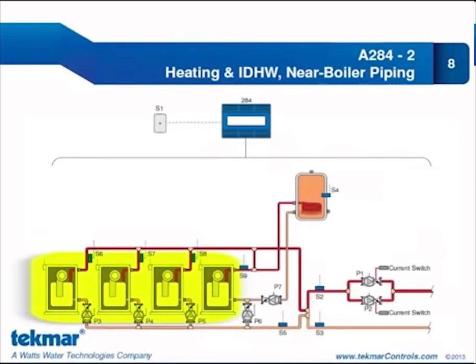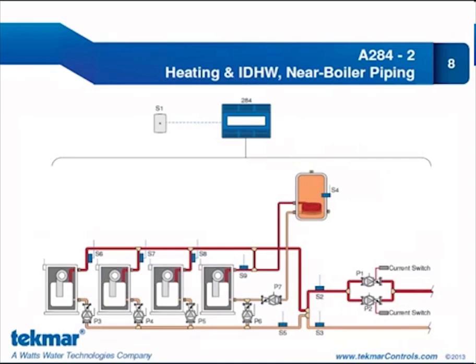Application 2 shows 4 modulating boilers that are being operated to provide space heating using outdoor temperature reset, and the 4th boiler is also operating to provide heat for an indirect domestic hot water load. Now, this is what we call near boiler piping for the indirect domestic hot water, and it can only be done on the 4th boiler.